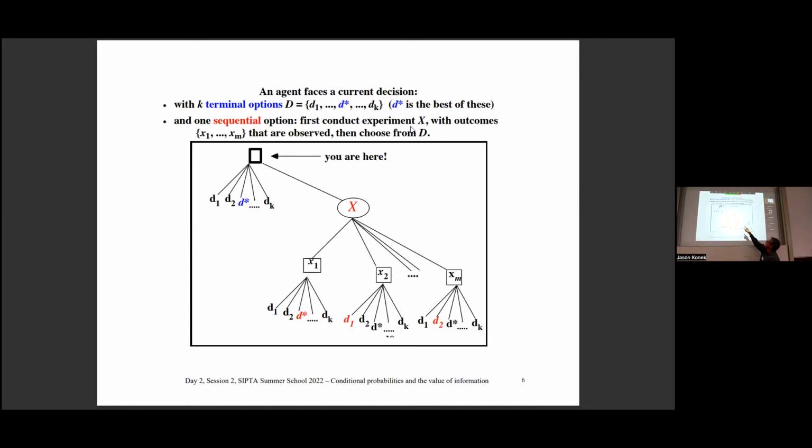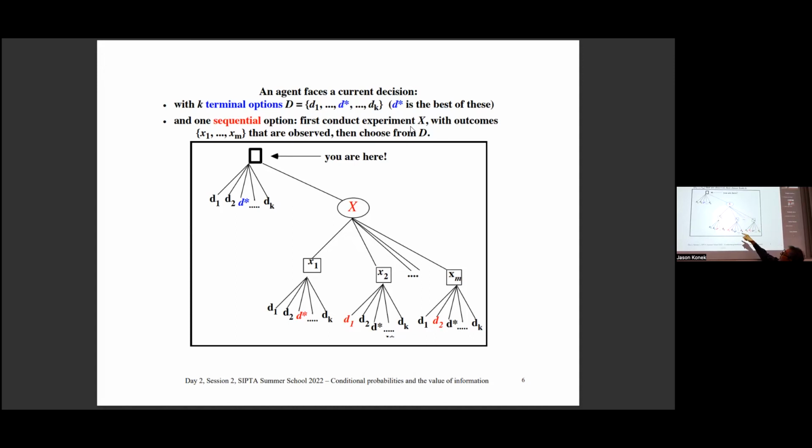The theorem says that, assuming there's no cost in this process of learning X and making these calculations, the value I associate with that branch is at least as great as the value I assign to any of the other K options. That is, the value assigned to D star at the initial point is not greater than the value I assign to the sequential option, my strategy of learning X and choosing D star for X1, D1 for X2, and so on.